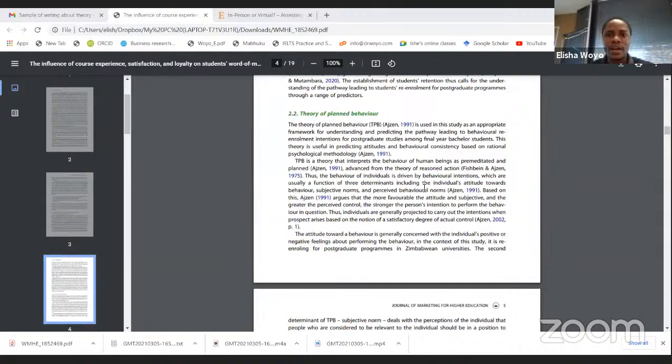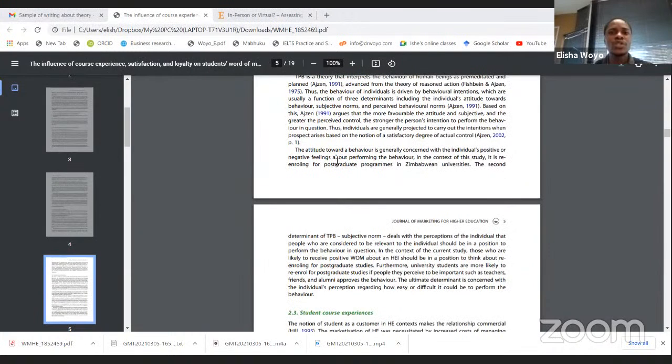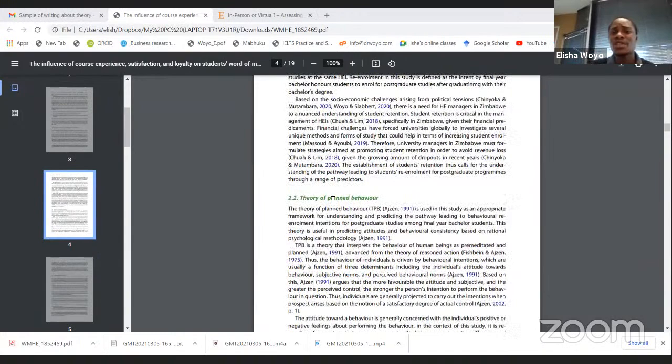For instance, if I read you this paragraph, the attitude towards a behavior is generally concerned with the individual's positive or negative feelings about performing the behavior. In the context of this study, it is the re-enrolling of postgraduate programs in Zimbabwean universities. So I'm looking at the theory and showing how this theory is influencing our thinking in this particular study. So this forms my theoretical framework.